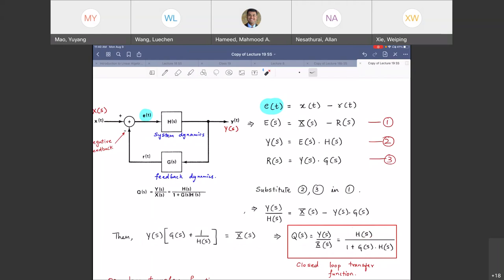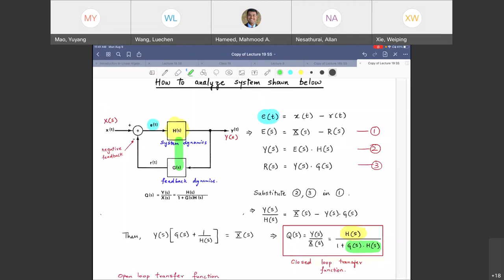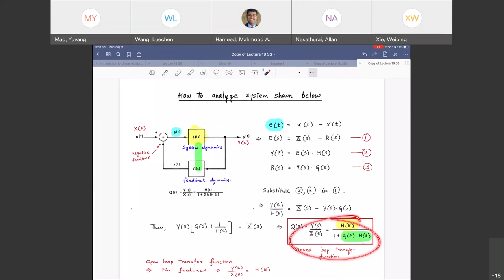There's a very simple way of remembering this. What is that? With negative feedback, the closed loop transfer function will be forward divided by 1 plus product. Right? H divided by 1 plus GH. That is going to be okay for negative feedback. For positive feedback, there is going to be a sign change that you'll have to carry through. But the closed loop transfer function over here is what? This guy, H of S divided by 1 plus G of S, H of S.